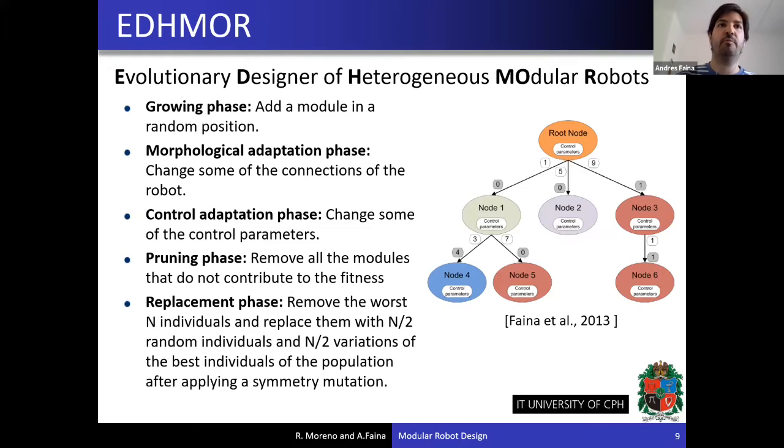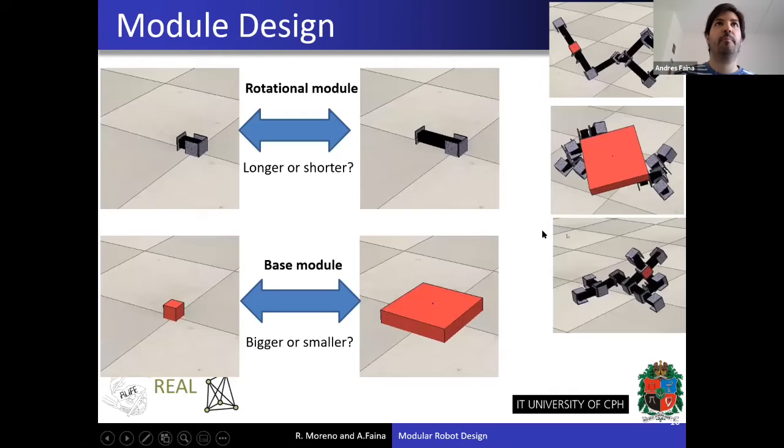And finally, we have a replacement phase, where we remove the worst individuals and replace half of them with random individuals to increase the variation of the population, and the other half with variations of the best individuals, where we apply a symmetry mutation, because we have seen that symmetry usually improves the fitness of these robots.